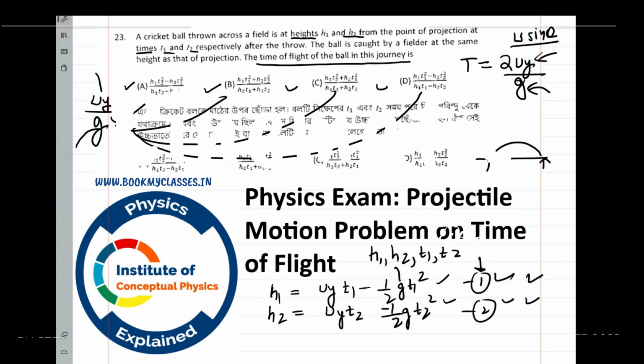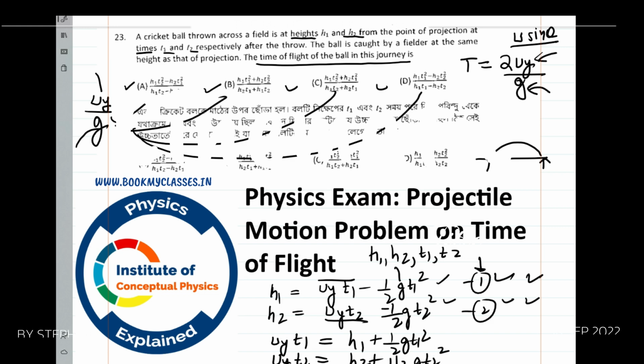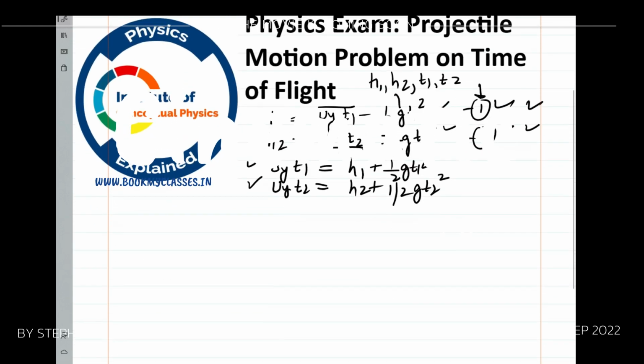Let me give an example of what I'm trying to do here. If you see this, I can write uy t1, using this particular one, is equal to h1 plus half g t1 square. Similarly, I can write uy t2 is equal to h2 plus half g t2 square. So you have equations 1 and 2. And then I can do one thing. I can bring down the t1 here, and I can write uy is equal to h1 by t1 plus half g t1.